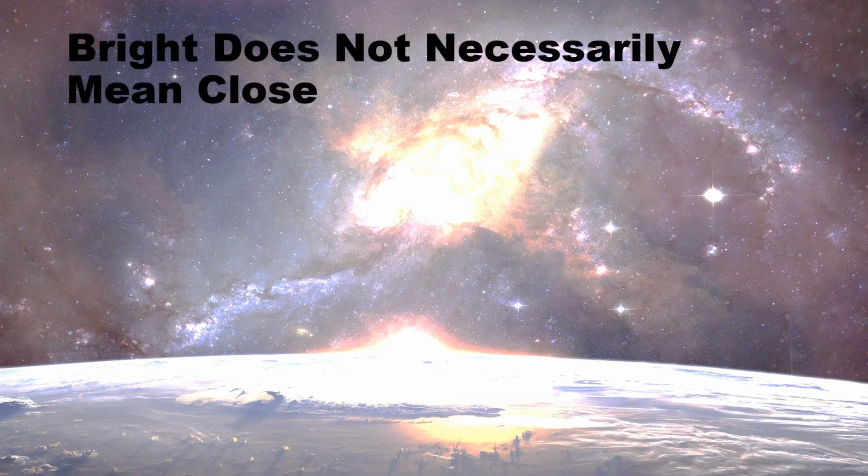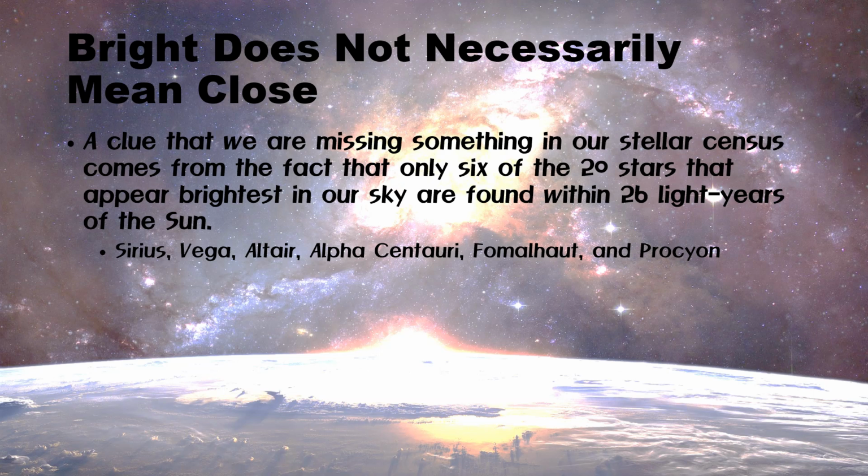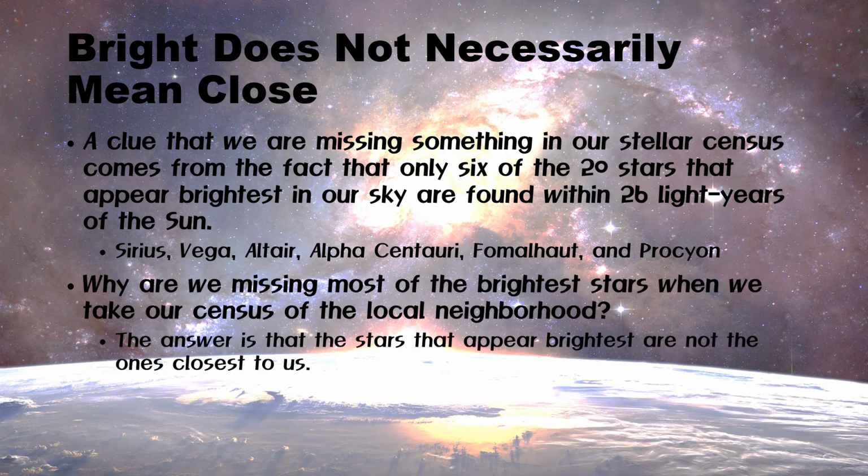Now, another thing to keep in mind is that just because a star appears bright does not necessarily mean that it is close. A clue that we are missing something in our stellar census, such as all those brown dwarfs, comes from the fact that only 6 of the 20 stars that appear brightest in our night sky are found within 26 light years of the Sun. These would be Sirius, Vega, Altair, Alpha Centauri, Fomalhaut, and Procyon.